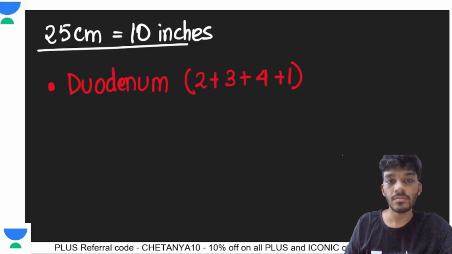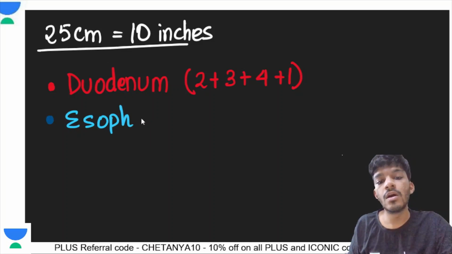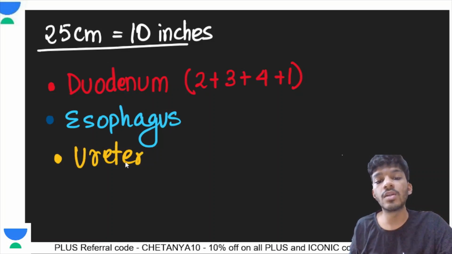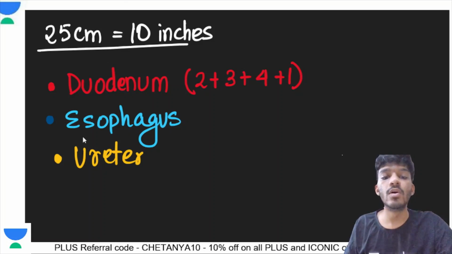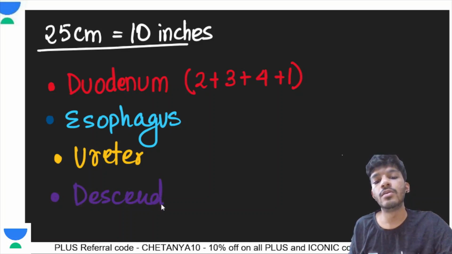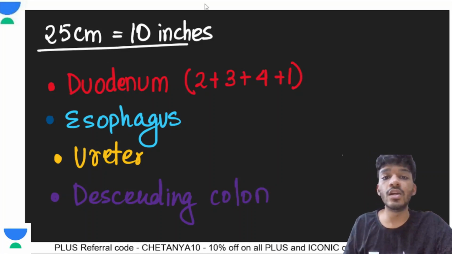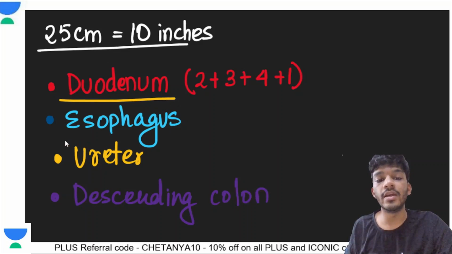Okay, so I'm going to add the esophagus to this. Yeah, I'll take a different color. Esophagus is there. Then one urinary structure, that is the ureter, and the transverse colon was larger, it was 18 inches, and the descending colon is 10 inches. So again, these are a few structures that are here. You can see 3 of these structures are of the GIT: esophagus, duodenum, and descending colon.